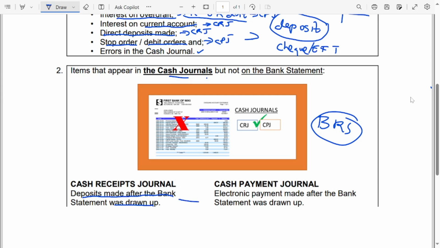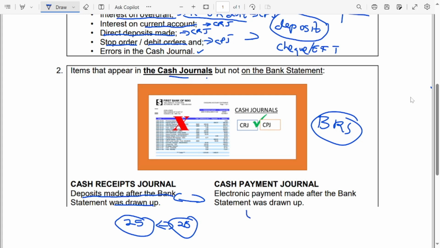So what do these two mean? It means that a deposit may not appear in the bank statement because the deposit was made after the bank statement was sent to the business. For example, the bank sends the bank statement on day 25. Then the deposit is made on day 28. Obviously, that deposit is not going to appear in the bank statement. So with that, you must record it in the bank reconciliation up until it appears in the bank statement.